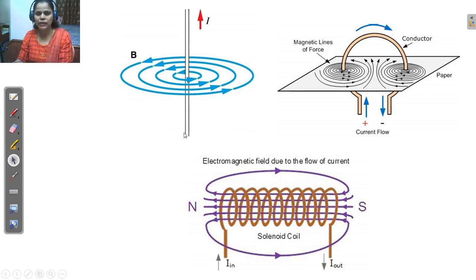Here this is a straight conducting wire, and the magnetic field lines produced here follow the right hand thumb rule, same as in a circular loop the magnetic field lines produced follow the right hand thumb rule. That means the direction of the flowing current and the direction of the magnetic field lines follow the right hand thumb rule. Same as in a solenoid also, the produced magnetic field lines follow the right hand thumb rule.